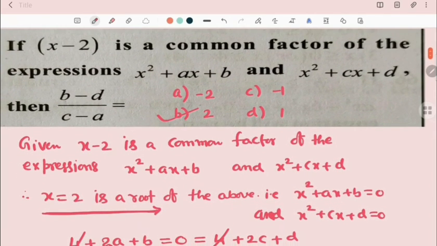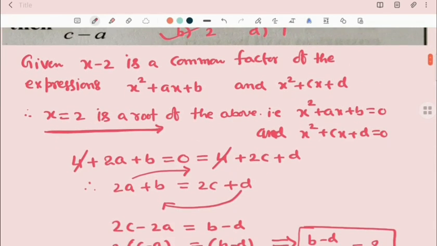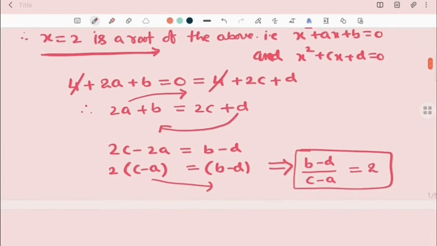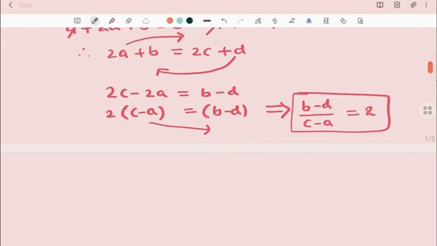Once again, I'll scroll down to the question. x minus 2 is a common factor, so it is a root for both quadratic equations. So wherever x is there, replacing with 2 and equating, the same values on both sides will be cancelled. From that result, we got it.